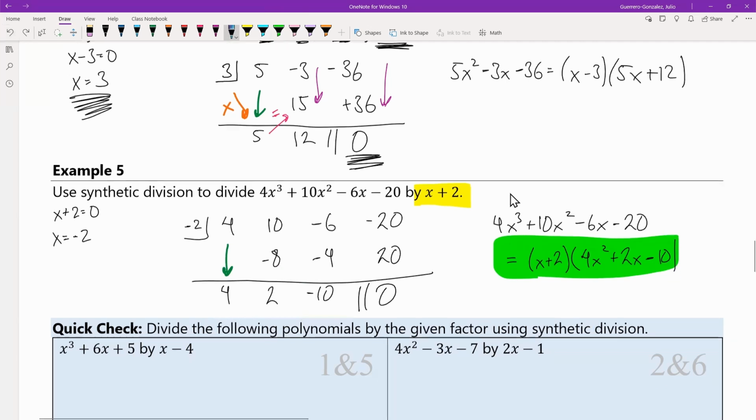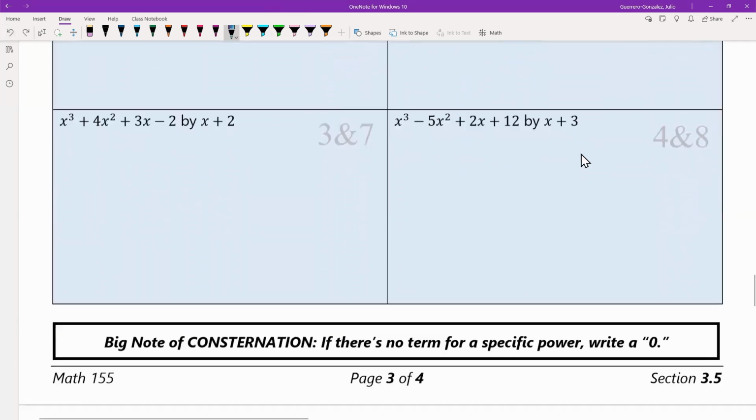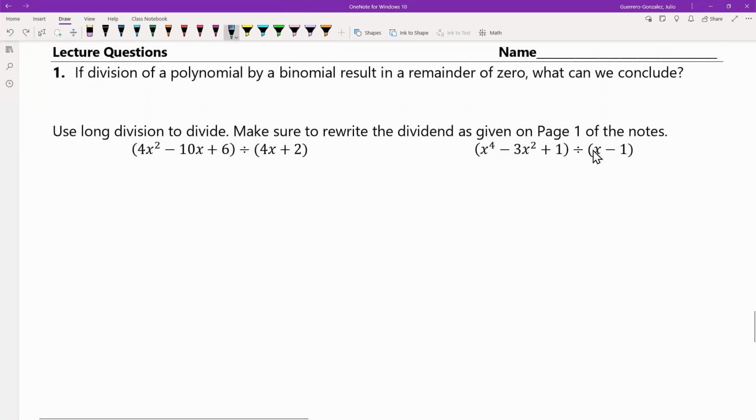All right, I've got some problems for you guys to practice in class. We'll do these, like I said, in class. And then after that, it's lecture questions. If you have any questions on how the process goes, of course, we're going to go through it in class. But if you have any questions on how these go, feel free to ask me during class or come to the office hours in the Math Tutoring Center. Cool. Besides that, happy studying.